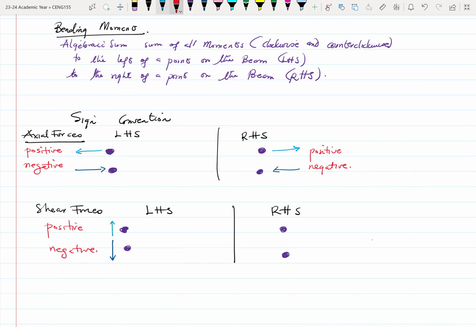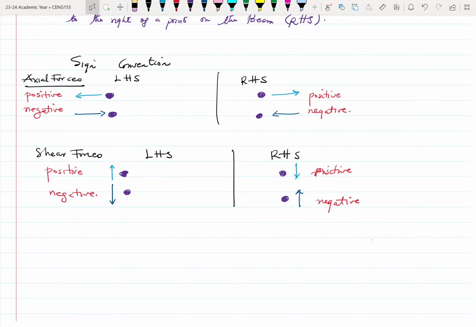Okay. So on the right, we'll have this, this is down, and then we have this up. Again, if it's on the right and it's going downward, it is positive. And if the forces or the loads on the right are upward, that becomes negative. Okay. Then the last bit will be the bending moment.